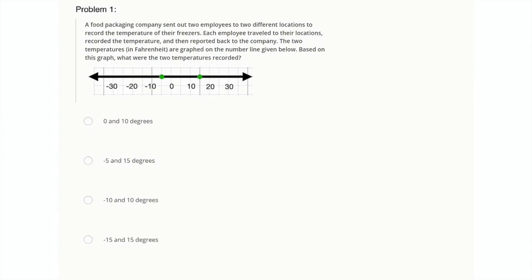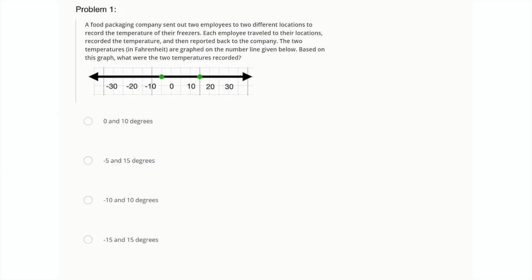For problem 1, it says a food packaging company sent out 2 employees to 2 different locations to record the temperature of their freezers. Each employee traveled to their location, recorded the temperature, and then reported back to the company. The 2 temperatures in Fahrenheit are graphed on the number line given below. Based on this graph, what were the 2 temperatures recorded?